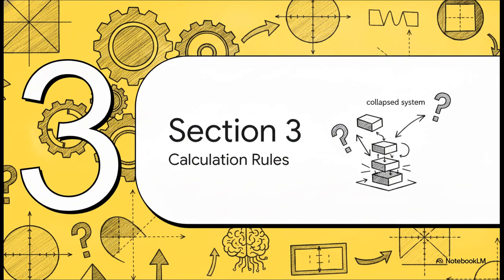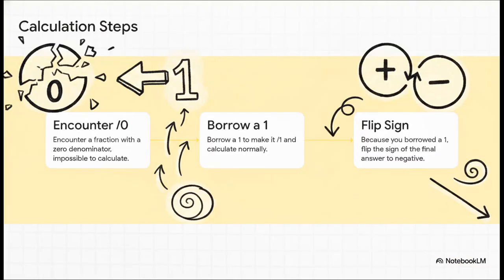Moving on to Section 3, Unique Calculation Rules. So the crucial point is how this functions in practice, because if you just force a rule, the whole system usually collapses, right? How do you actually divide by 0? Well, step 1. You encounter your fraction with a 0 denominator. Usually, that's a mathematician's worst nightmare. So, in step 2, the author proposes this really neat trick. You borrow a 1 to calculate it normally. So, 10 divided by 1 is 10. Easy. But then, in step 3, because you borrowed that 1, you essentially have to pay the cosmic debt by flipping the sign of your final answer to a negative. So your positive 10 simply becomes a negative 10.